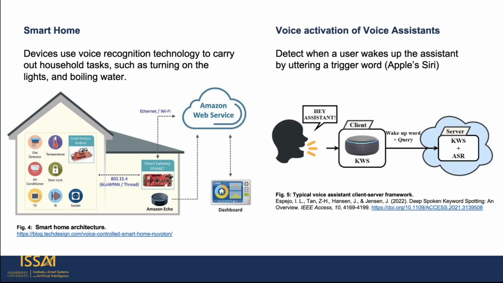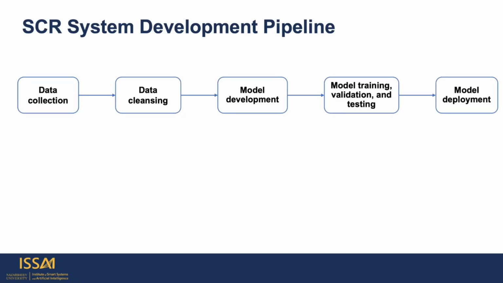The second is voice activation of voice assistants. Voice assistants like Apple's Siri use techniques such as constant listening and keyword spotting using SCR to detect when the user wakes them up by uttering a trigger word from a specific vocabulary, like "Hey Siri" or "Hey Assistant" and so on. The speech command detection pipeline is as follows.